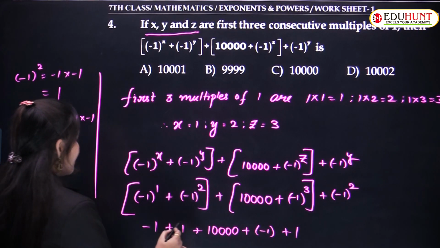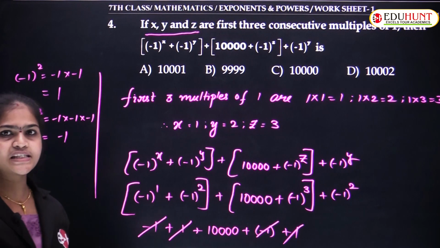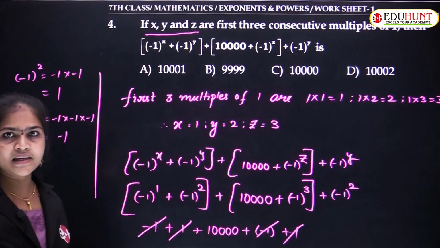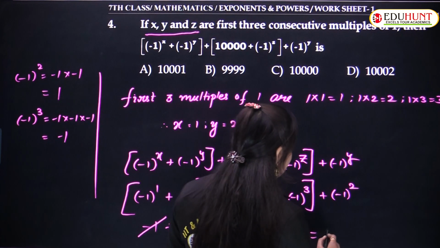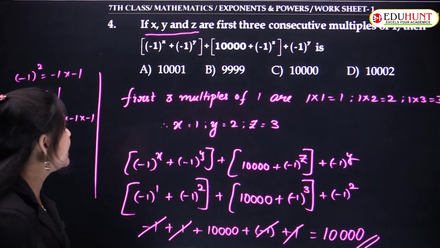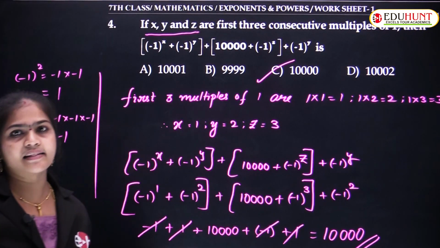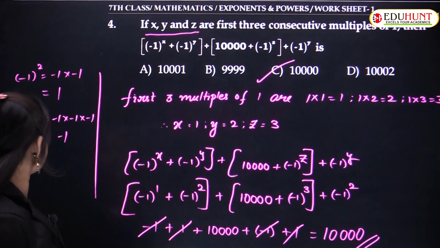Now see that plus 1 minus 1 gets cancelled. Plus 1 minus 1 is 0. Again plus 1 minus 1 is 0. Finally what we are having here as the answer? 10,000. Which option is correct here? Yes, option C is correct. That is 10,000.